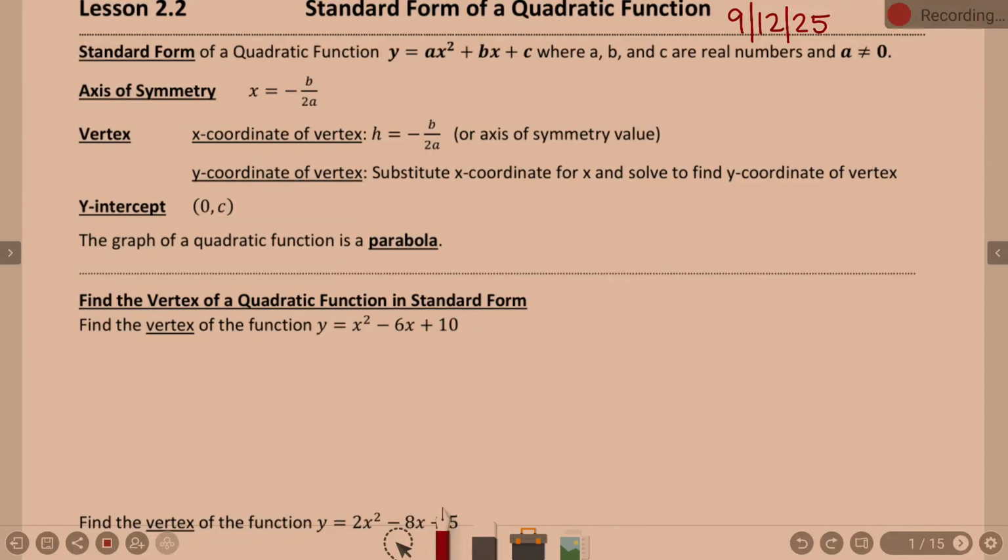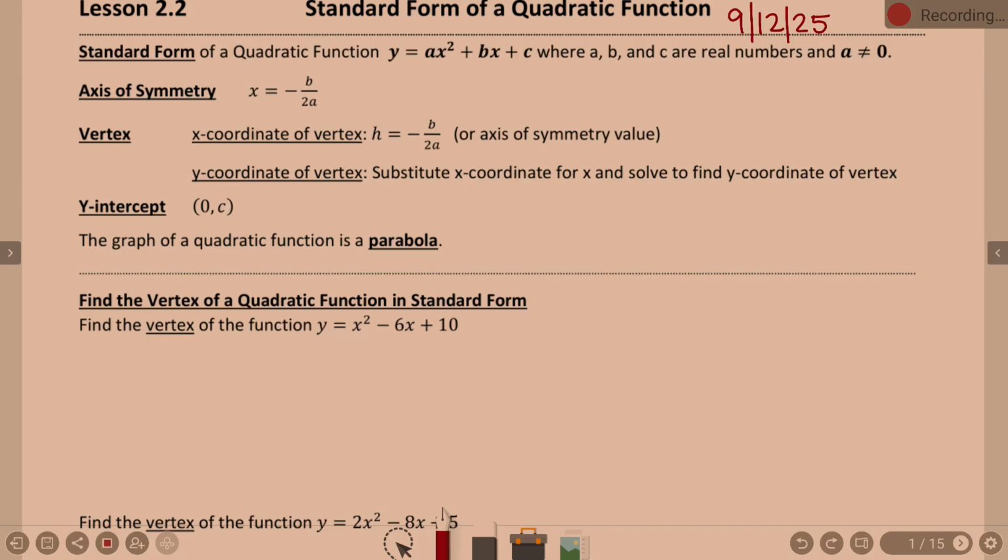Lesson 2.2 here is standard form of a quadratic equation. So we just spent 2.1 talking about vertex form. And we basically have these two really important forms that you deal a lot with and you see a lot. Vertex form was the one where it's a times (x minus h) squared plus k.